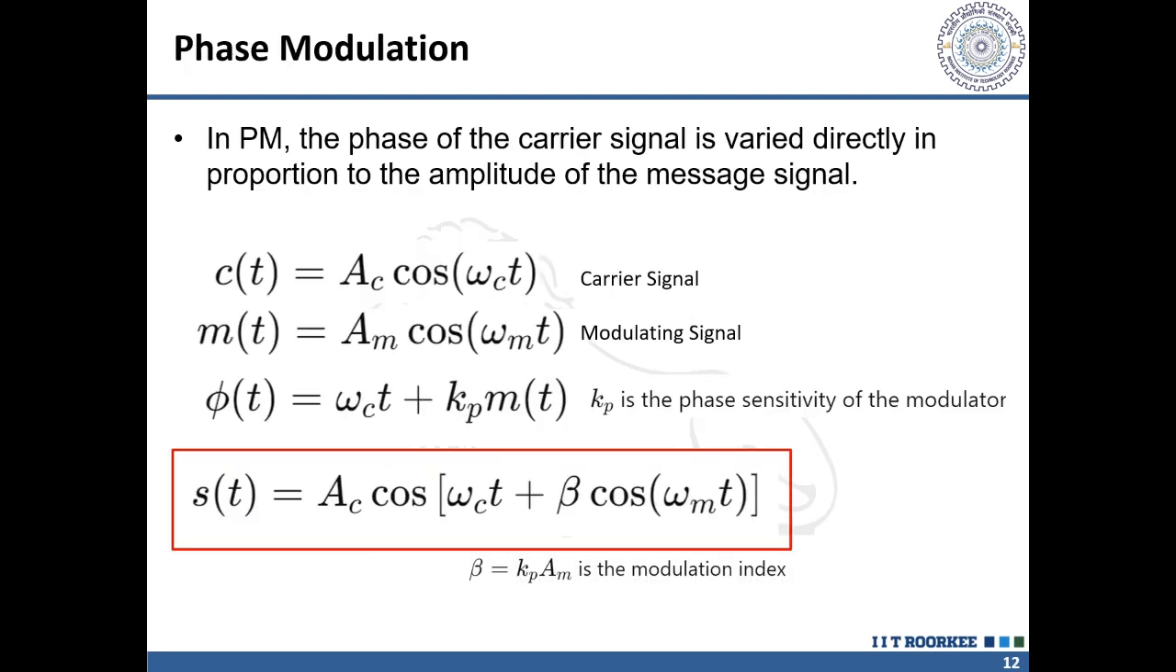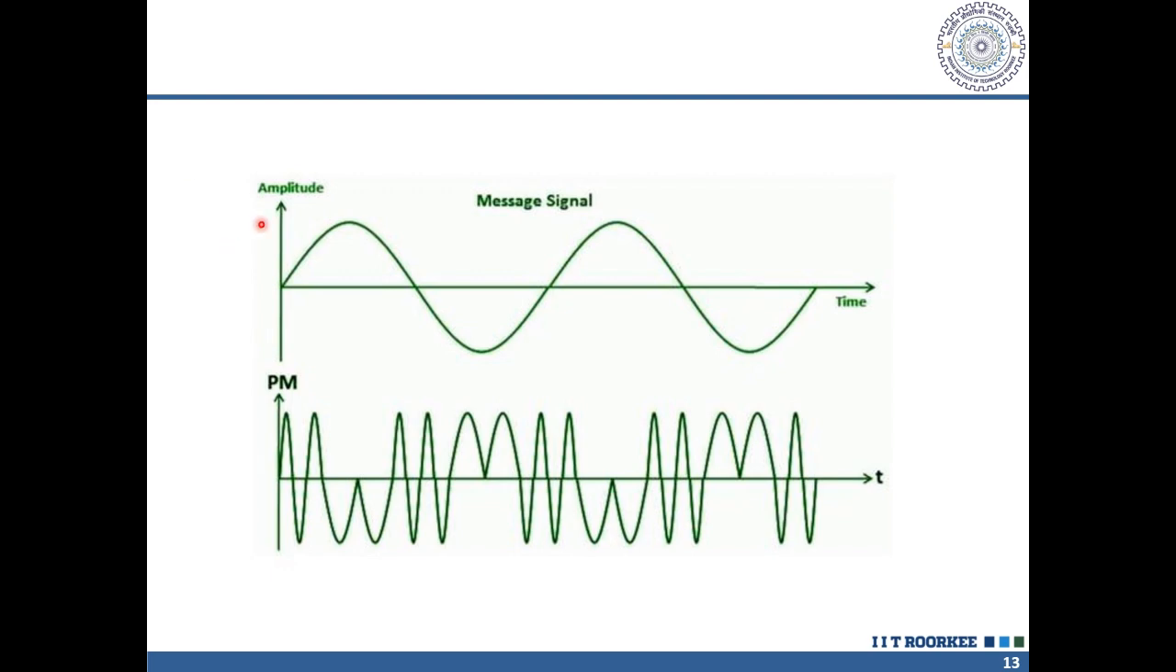Now we'll go to phase modulation. Similarly, in phase modulation, the carrier signal is varied in proportion to the amplitude of the message signal. Now the phase of the carrier signal is varied. In frequency modulation it was frequency, and in amplitude modulation it was amplitude. It is the same thing as we discussed previously, and we get the output modulated signal as this, where beta is the modulation index. And this is the message signal, and according to it the carrier wave changes.